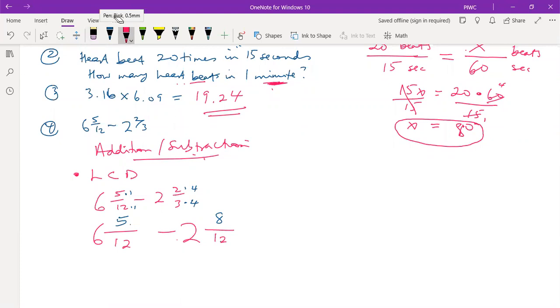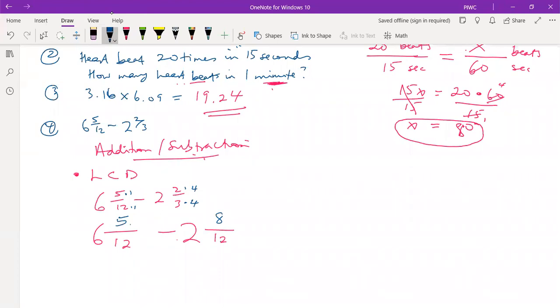So we are subtracting. Since I'm subtracting, I have to subtract a numerator. So 5 minus 8 will give me a negative number, right? You get a negative number, which is not good because we can borrow from this whole number. If there's no whole number there, then that's fine, but this is too small. So I can make it bigger. How can I make it bigger? I have to borrow.